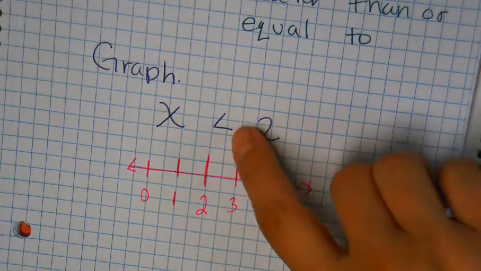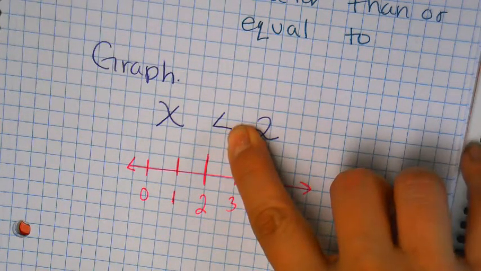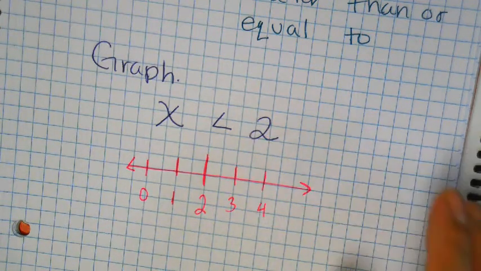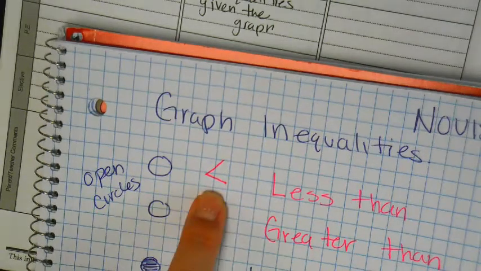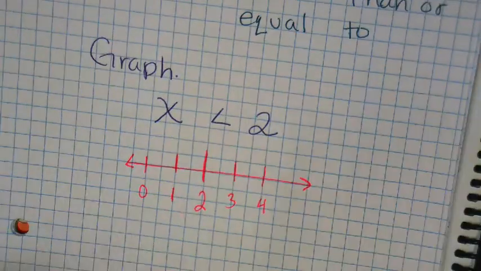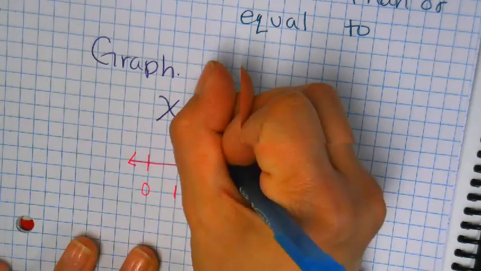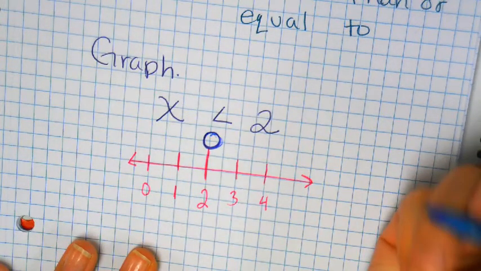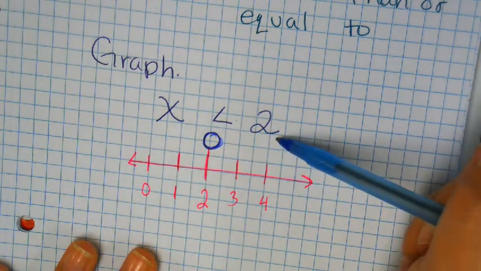You look at your inequality. Your inequality is less than, right? Now go up to your chart. Is that an open circle or a closed circle? Open circle. So you look for this symbol up here. Oh, there it is. What kind of circle does it have? It has an open circle. So that's the circle I'm going to use on top of the number 2. I'm going to have an open circle. This symbol tells me to have an open circle on the number 2.